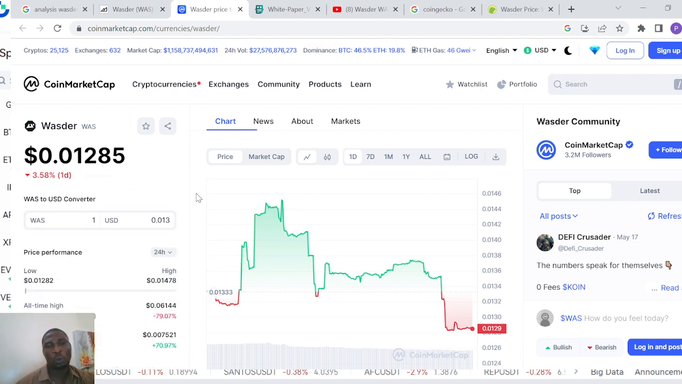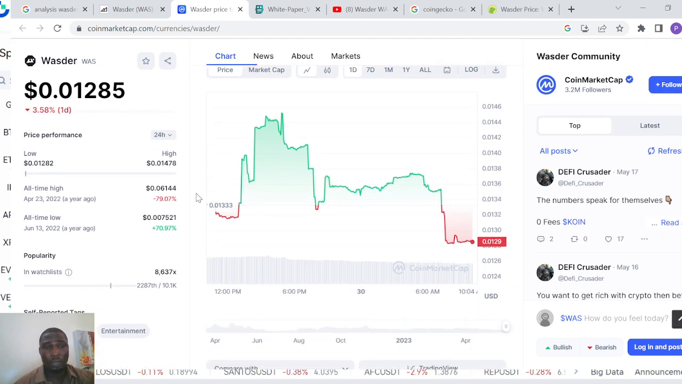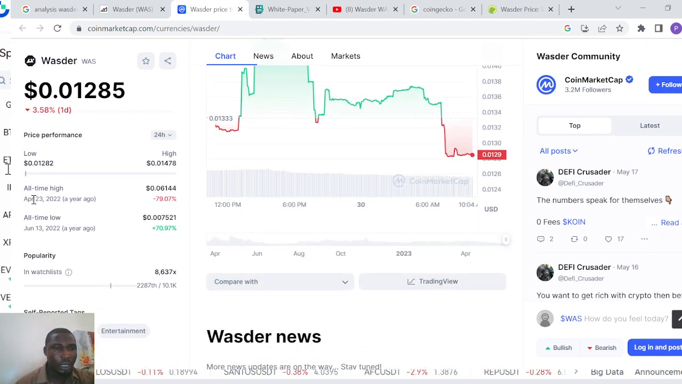Now, what is the all-time high? This coin was brought about a year ago. The all-time high of this token was 0.06. And the lowest it has gone to is 0.007. And it came out a year ago.